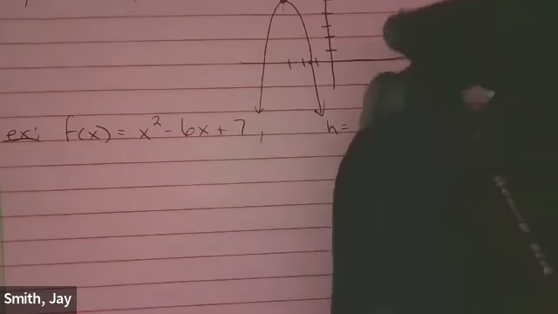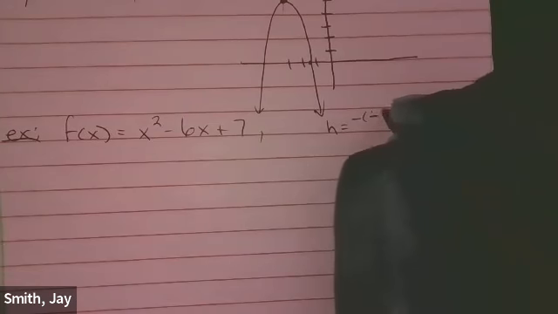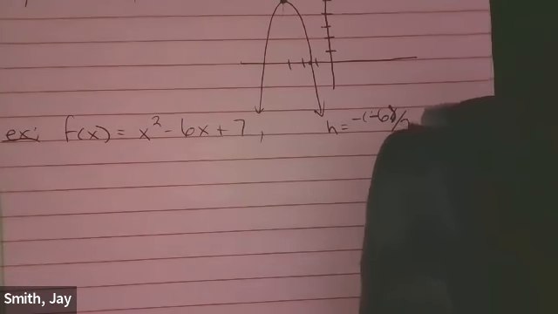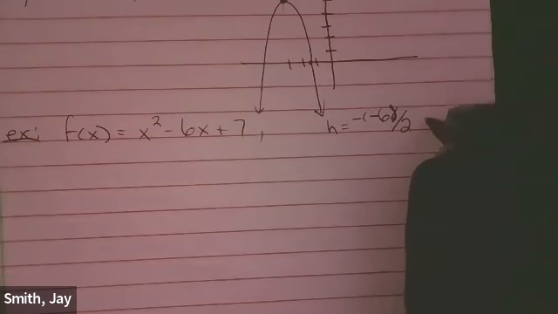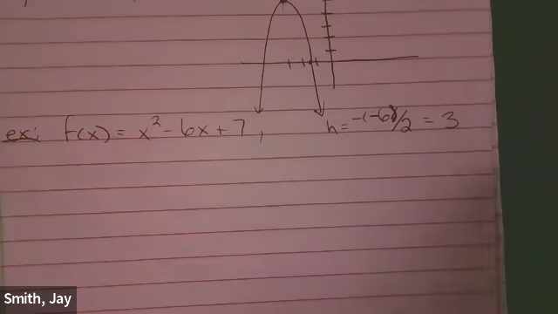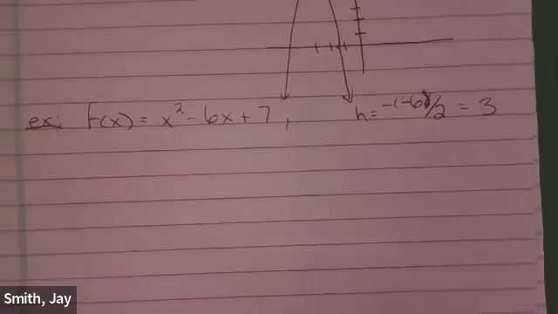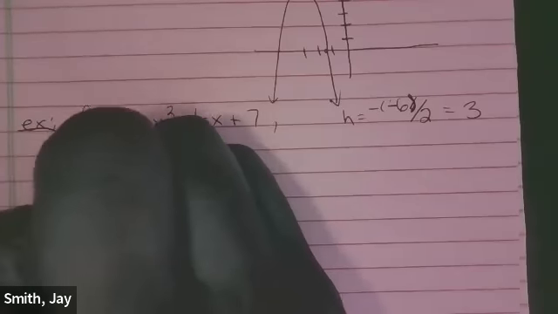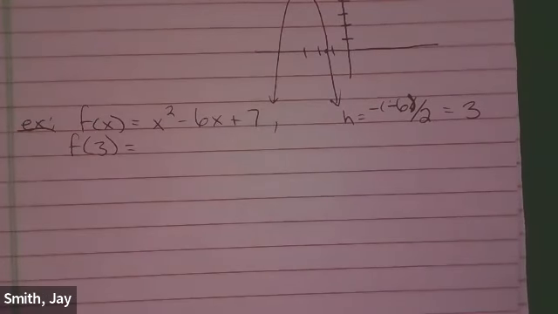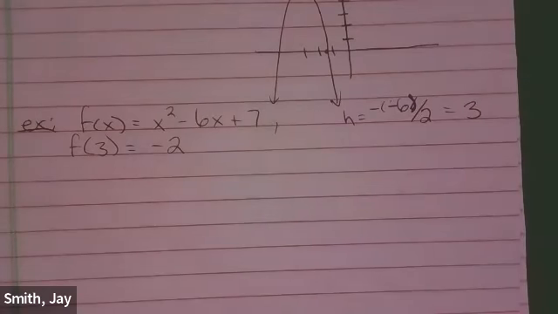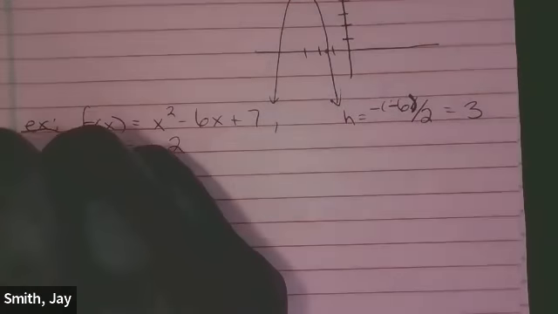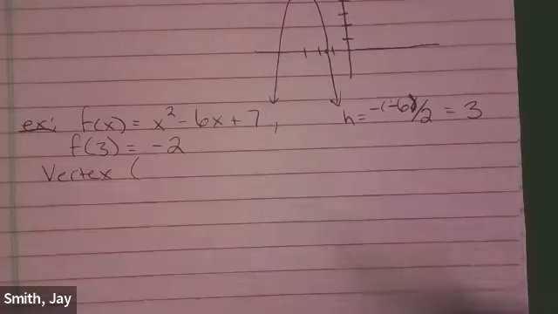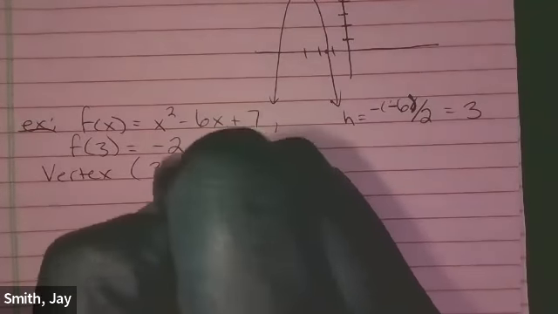h is going to be negative negative 6 over 2. We're going to end up with positive 3 for our h part, or our x coordinate in our vertex. All right, so for our k, we need to figure out what f of 3 is. We're going to replace every x in f of x with 3. Provided we're doing that correctly, what we should get for our output is -2. So my vertex is the ordered pair 3, -2.